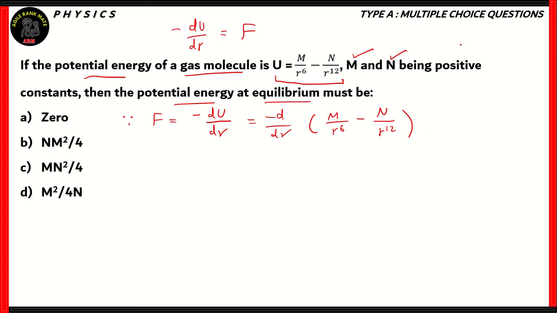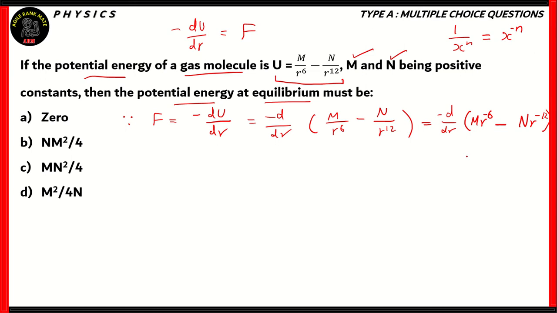Now, when you have anything of the form 1 by x raised to n, then according to the law of exponents, it's the same as x to the power of negative n. So negative exponent basically means that the entire quantity is in the denominator with a numerator of 1. So basically we can rewrite the equation here again as minus d by dr of m r raised to minus 6 minus n r raised to minus 12, sorry.